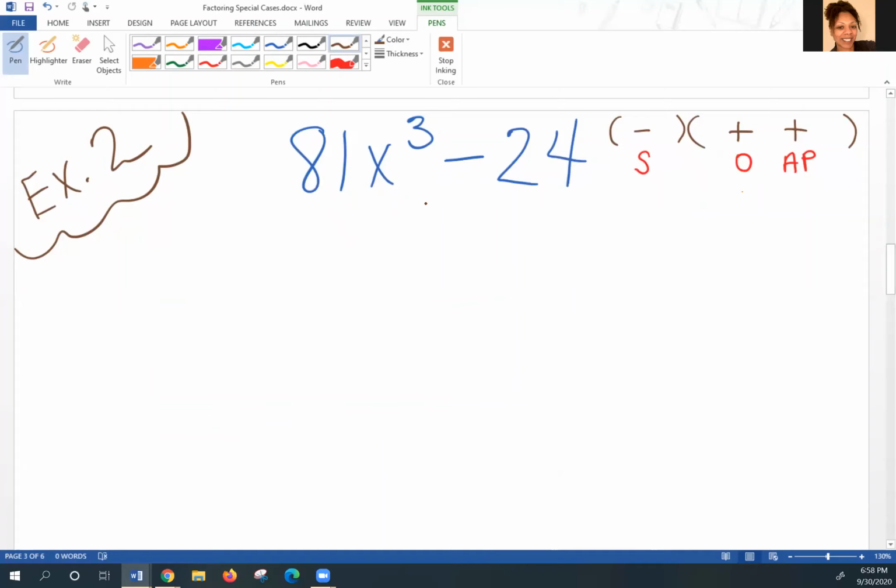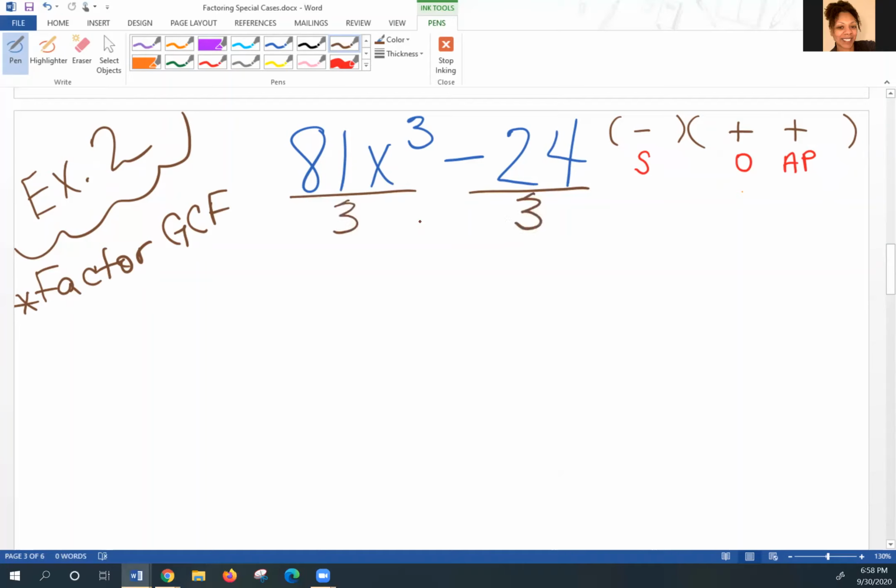Now, the only difference between this problem and the one that we just did is I can actually factor out a greatest common factor. So you definitely want to do that first if you can. So factor out your GCF, which simply means I am dividing both terms by what they have in common. And I know that they both have 3 in common.